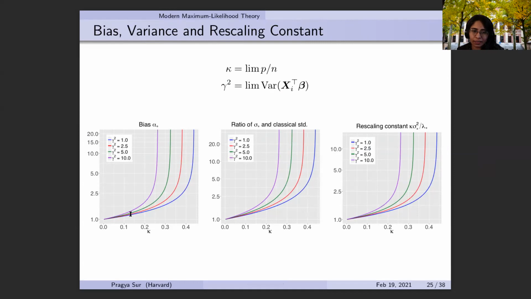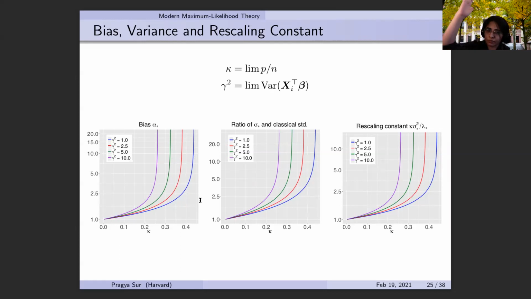So what you see is in each of these plots, as the signal strength increases, or the kappa increases, each of these constants deviate more and more from their classical counterparts. Let's focus on the left one. So this is alpha star. Classically, this value equals 1. So as either of these, kappa or gamma square, increases, these keep on increasing.